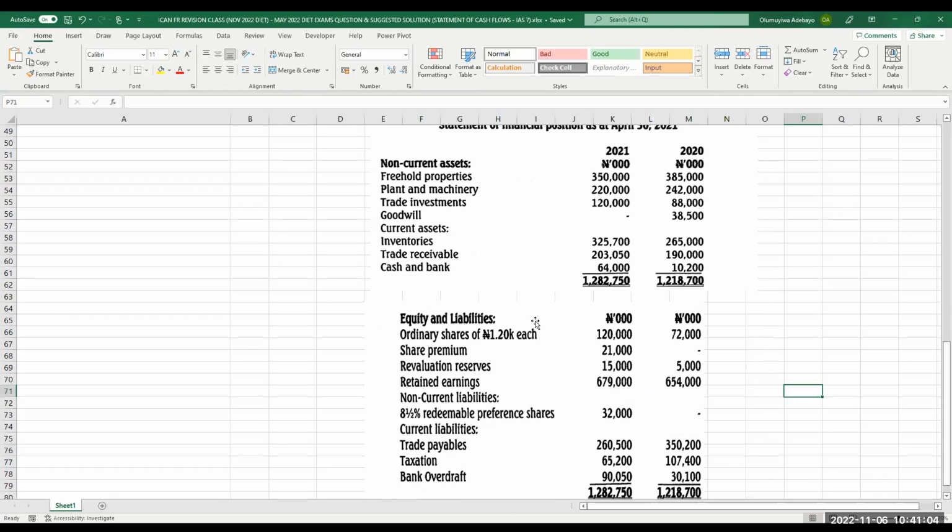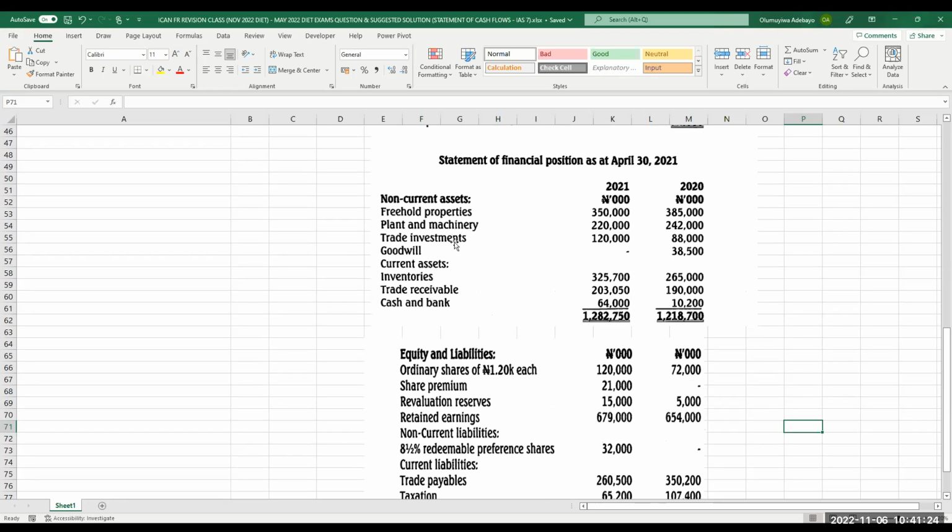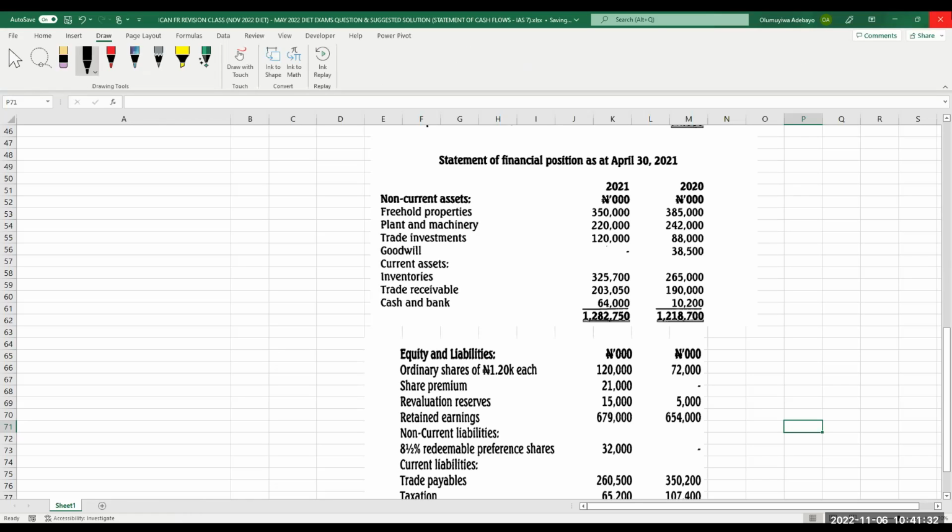In our balance sheet, we have information split into two for property, plant, and equipment, and that borders on freehold property and also on plant and machinery. We have information on trade investment, which is like a financial asset investment. We have goodwill, okay? And one thing we need to quickly take note of here is that we had goodwill at the beginning of the year, and as at the end of the year, the goodwill has vanished. Therefore, what could make goodwill vanish during a reporting period? We need to take note of that.